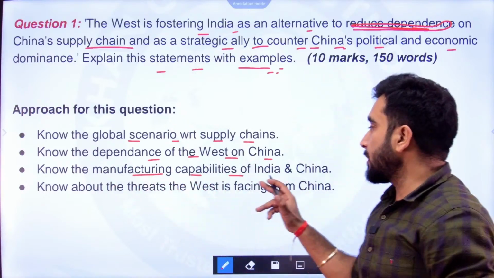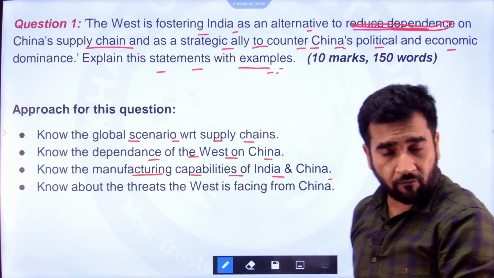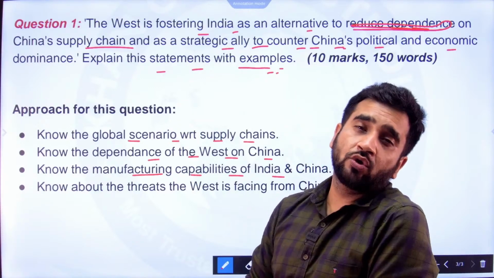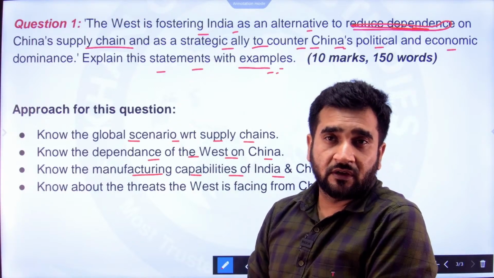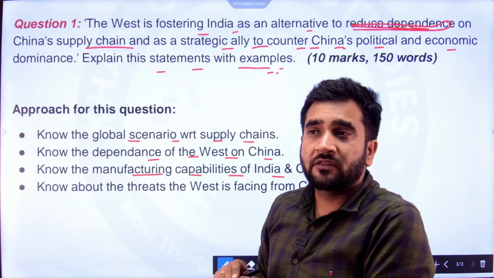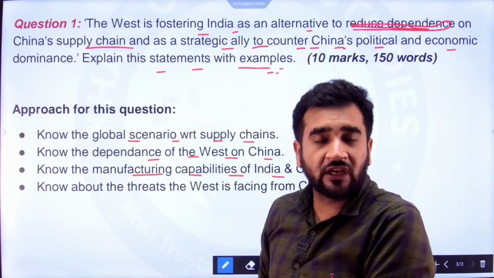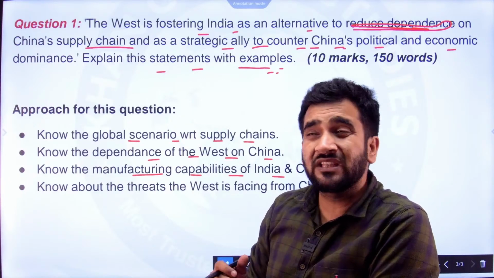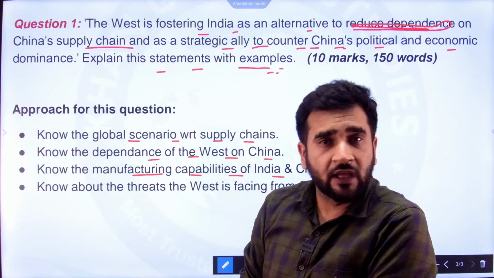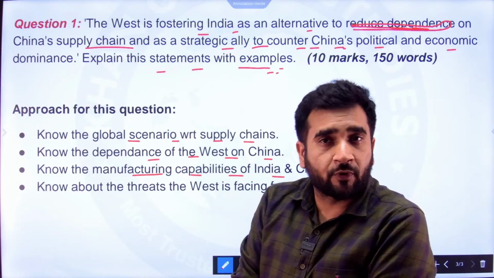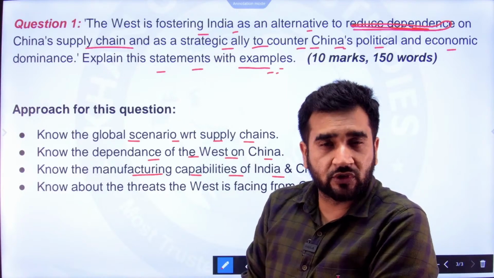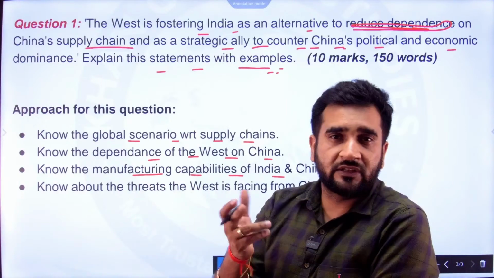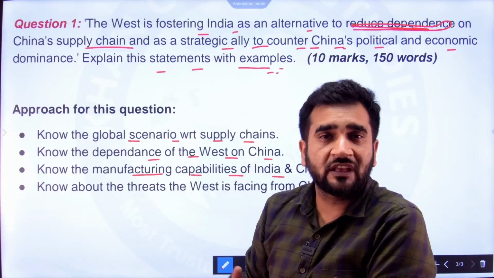Know the manufacturing capabilities of India and China. The West is obviously looking towards alternatives, but will India be able to fulfill those requirements of the West? Does India have so much skillful manpower? Does India have all the resources of manufacturing? Does India have a conducive environment for business? All these are factors which need to be considered as well. Only then will those companies prosper and do business here in India. Else they will not be able to do so, and the Western countries will have to be dependent upon China. They'll have no options.